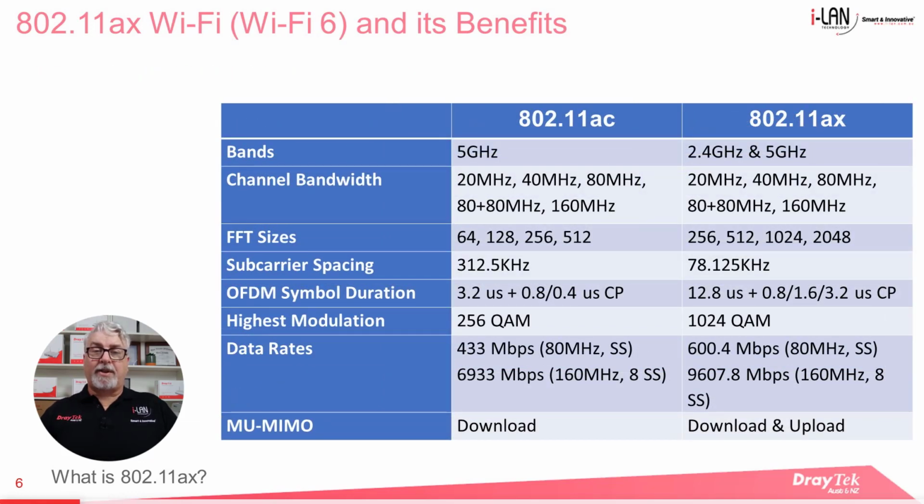802.11ax has several advantages, including improved data rates and efficiency. Draitech has released a number of products using 802.11ax technology, and we'll take a look at those a little later. The table here has a comparison between 802.11ac and .11ax technologies. The main advantage of using 802.11ax is that it allows higher data rates when compared to 802.11ac, particularly in high-density environments where many people are trying to use the Wi-Fi network at the same time, such as in classrooms and conferences.